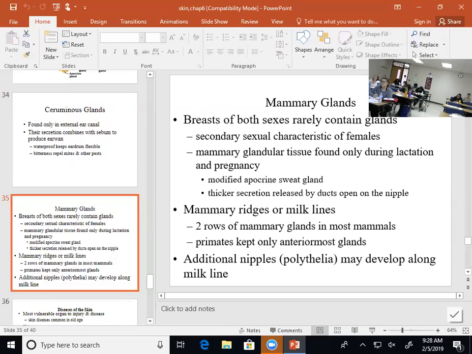Do y'all know? It's actually not uncommon. Do y'all know anybody with this? This is called polythelia. Do y'all know anybody with this? No? I do. So it's actually pretty common. And sometimes people think it's like a mole or some other bump, but then they realize it's just an extra nipple, and it's not a big deal.